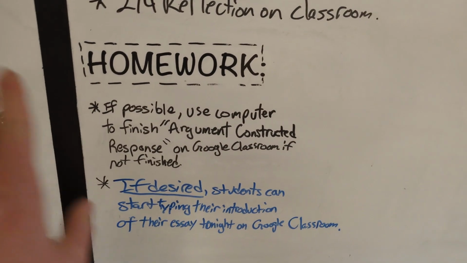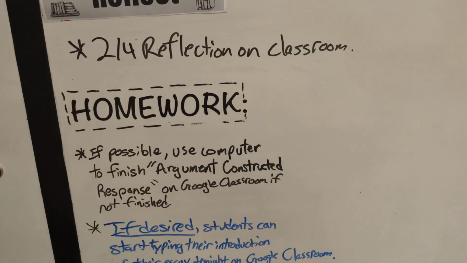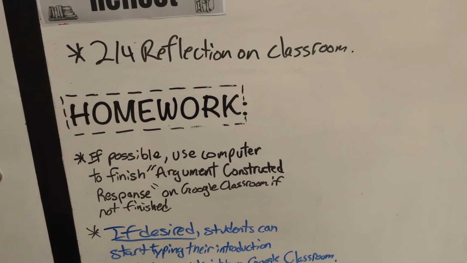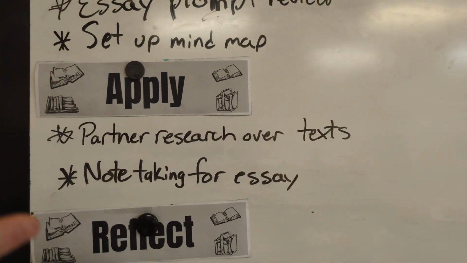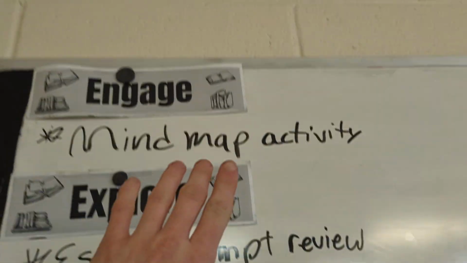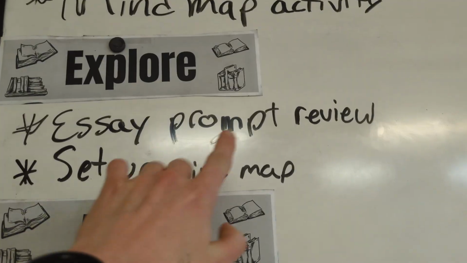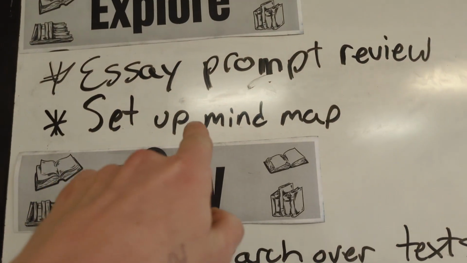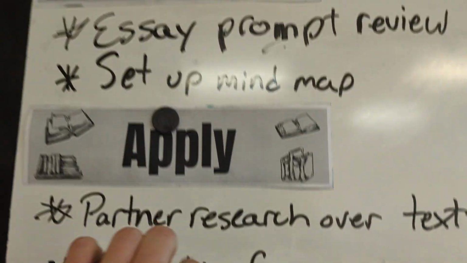It relates to this, but this is specifically stuff in class that we did today that may not have hit home for some kids. They're about to write an argumentative essay. The first thing we did after our engage was to review the prompt, and they set up something called a mind map. I'll get to that later.